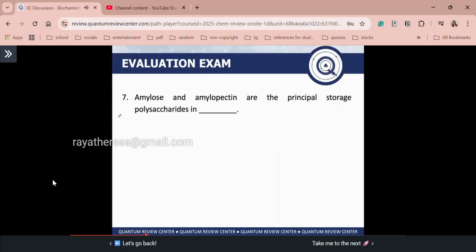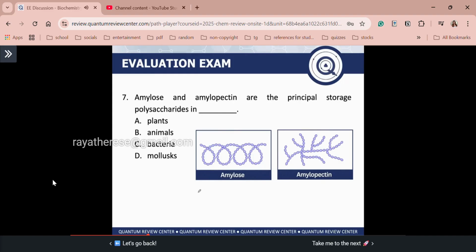Number 7, class. So this is still about carbohydrates, particularly our discussion of polysaccharides. Amylose and amylopectin are the principal starch polysaccharides in plants, right? These are your starch components, amylose and amylopectin. Remember, here are the structures of your 2 polysaccharides. They only differ in the extent of their branching.